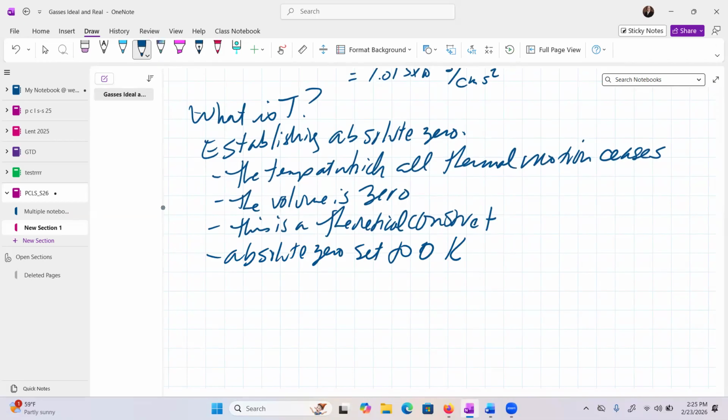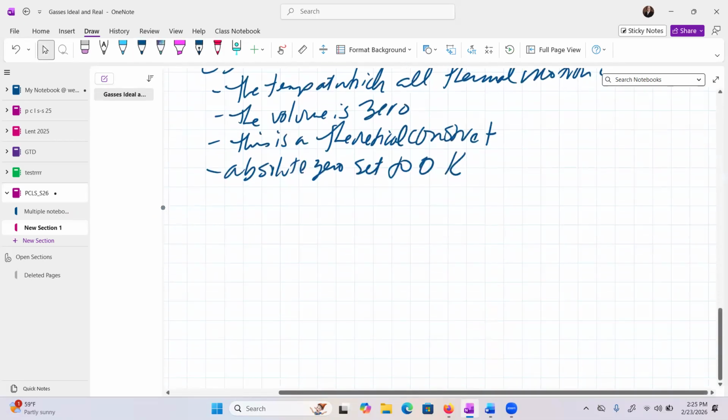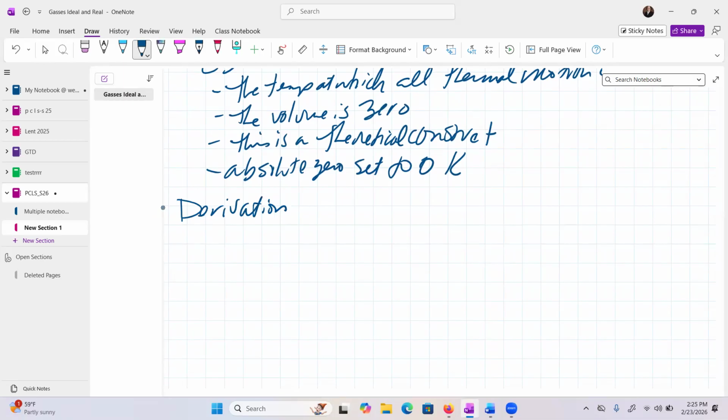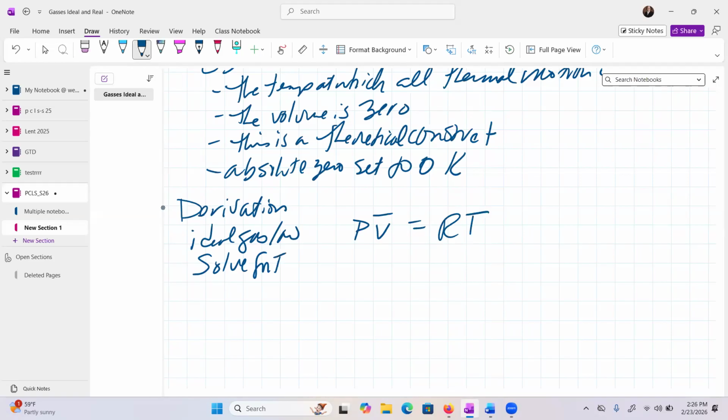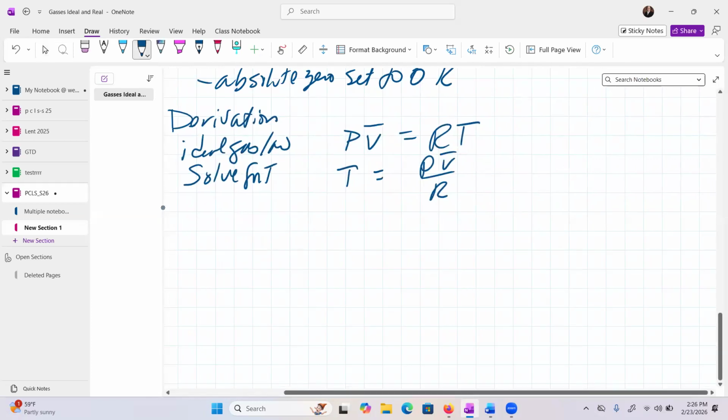All right, so we'll have some things we need to understand about how this is happening. We have a derivation to do. The ideal gas law says, where we start, I'm going to use the molar version, which we introduced before, PV bar equals RT. Now we're going to solve for T. I'm just going to rearrange, and I get T equals PV bar over R. Nothing too surprising here.